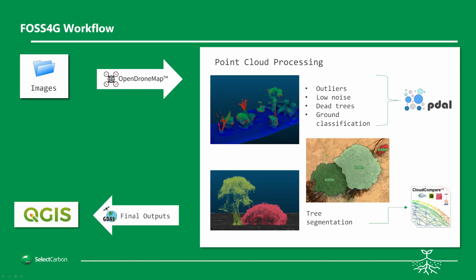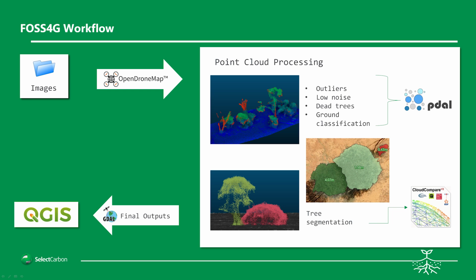And how does FOSS4G come into this? Well, we're using it at pretty much every stage of our workflow. So the images we collect with the drone, we're processing with OpenDroneMap into high-resolution orthomosaics and point clouds. But rather than using the DTMs and DSMs from OpenDroneMap, we're actually using the point cloud itself, because there's a few things we want to clean up before we actually estimate tree heights. So firstly, we want to get rid of noise, so quite often have outliers and low noise in photogrammetry, and so we can develop workflows to get rid of that.